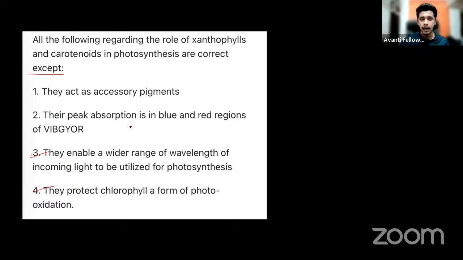So the peak absorption is in blue and red regions of Vibgyor. Actually, no, I told you they are okay with lower wavelengths of light. So that is why this light harvesting complex, which is composed of several chlorophyll-based xanthophylls and carotenoids, helps in enabling the plant to harvest as much light as possible. When you see, chlorophyll A is equipped with harvesting the light that is between the region of blue and red. Okay, so that is the answer though. So our answer for this, except, is: their peak absorption is in blue and red regions of Vibgyor.